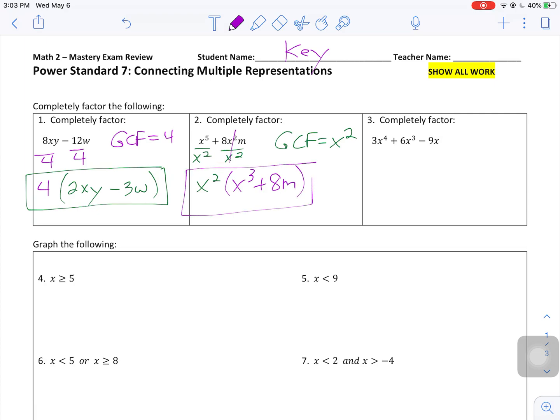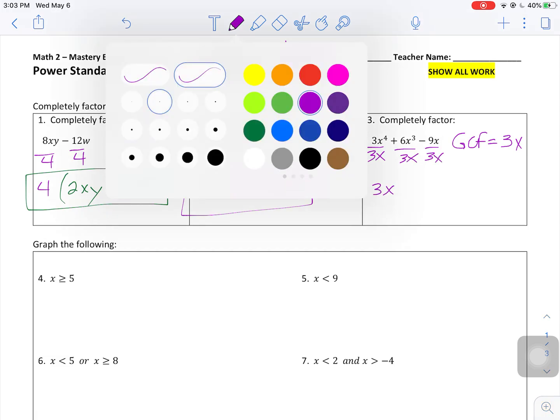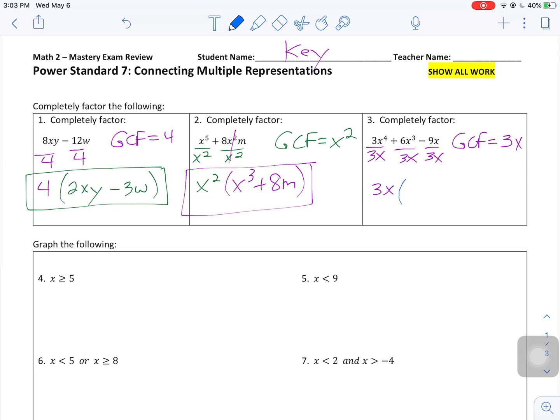For number 3, all of those terms are divisible by 3, and all of those terms have at least an x. So we need to divide out a greatest common factor of 3x. As far as the leftovers go, remember x is the same as x to the invisible 1. So when we're dividing like bases, we need to subtract the exponents. The 3 divided by 3 cancels out. X to the 4th divided by x to the 1st is x to the 3rd.